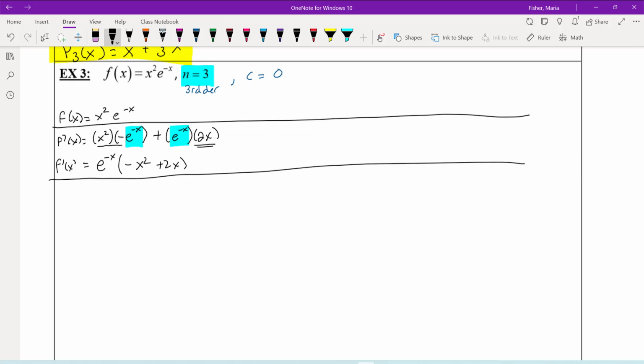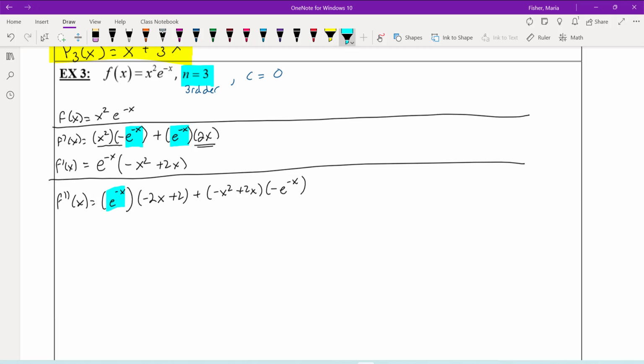It's also a product, so I do need to use the product rule. It's going to be the first, e to the negative x, times the derivative of the second. Well, the derivative of negative x squared plus 2x is negative 2x plus 2. Plus the second, negative x squared plus 2x, times the derivative of the first. Well, the derivative of e to the negative x is negative e to the negative x.